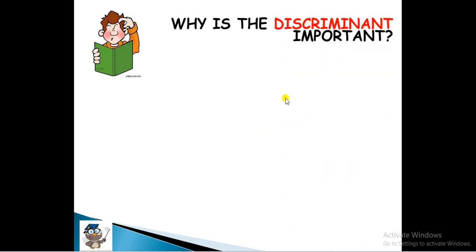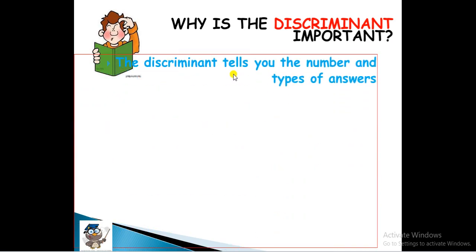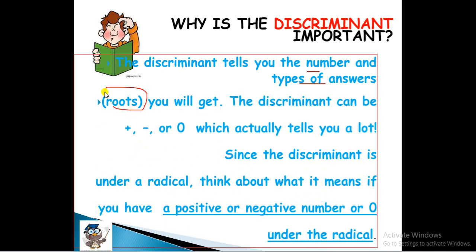Next, let us see why the discriminant is so important. What role does it play? The discriminant tells you the number and the type of answers, meaning the type of roots you will get. The discriminant can be positive, negative or 0. These three possible values are there: a positive number, a negative number or 0. Now the discriminant is under the radical. Why? Because in the quadratic formula we write under root D. So it is under a radical.